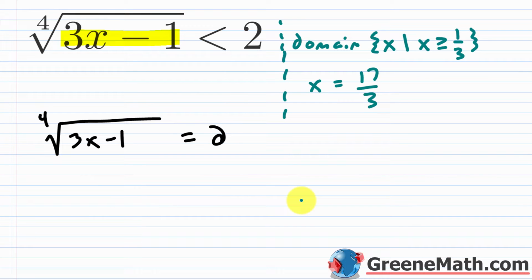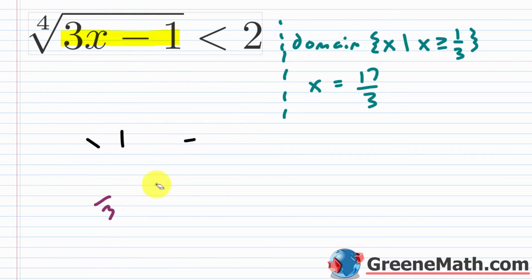I want you to recall that when you raise both sides of an equation to an even power, such as squaring or raising to the fourth power like we just did, you sometimes get extraneous solutions, so you always have to check to make sure it works. So if I plugged in 17 over 3 there, what would I get? Well, 3 times 17 over 3 is 17. Then 17 minus 1 is 16, and the fourth root of 16 is 2, so this is a valid solution.